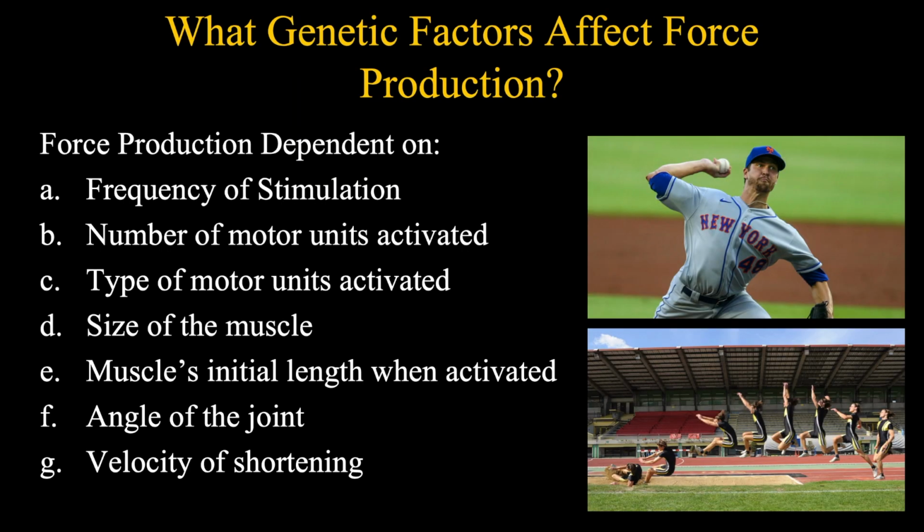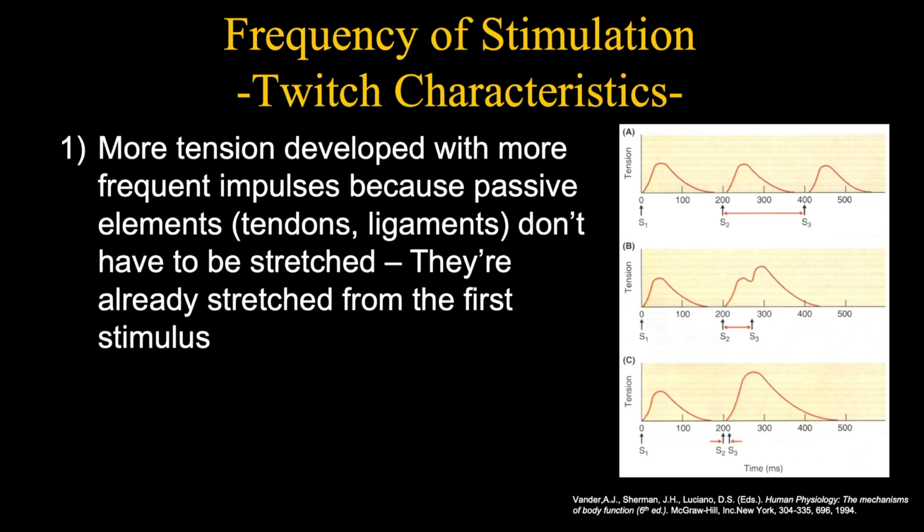In the next few slides, we're going to talk about the genetic factors that affect force production. We're going to look at the frequency of stimulation, the number of motor units activated, the type of motor units activated, the size of the muscle, the muscle's initial length when it's activated, the angle of the joint, as well as the velocity of shortening.